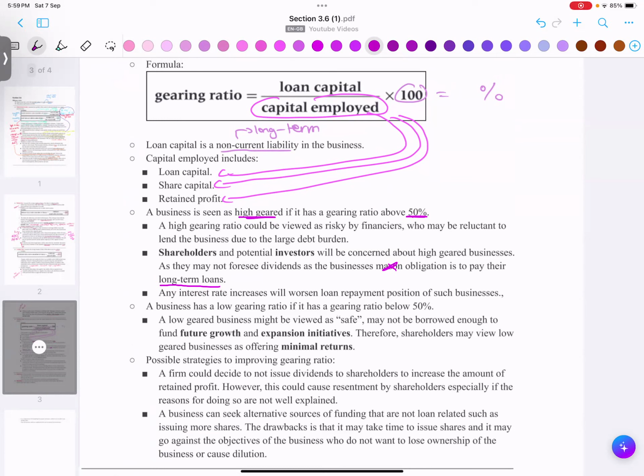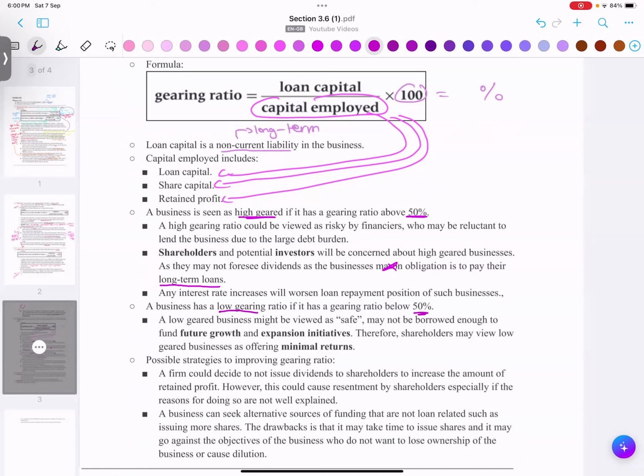A business has a low gearing ratio if it has a ratio below 50%, okay? A low geared business might be viewed as safe, but may not have borrowed enough to fund future growth. So they might not have enough funds for future growth and expansion initiatives, right? Therefore, shareholders may view low-geared businesses as often giving minimum returns, because they're not going to have the possibility to expand, and they're not going to have possibilities to invest in research and development, okay?